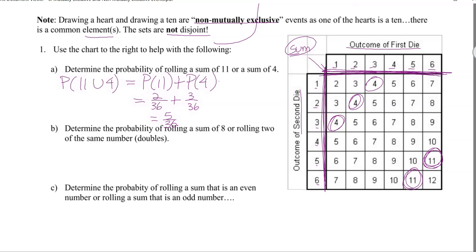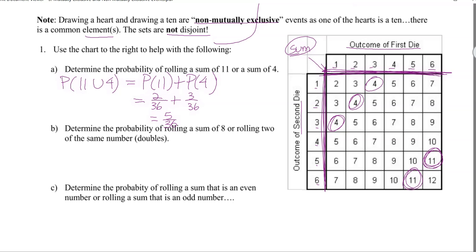Now, what if we tried to do this and said the probability of 11 and 4? Well, there are no outcomes which are 11 and 4. So if you chose the formula for non-mutually exclusive, that is, both events can happen, you would find out that the probability of getting an 11 and a 4 is 0. So they are mutually exclusive. You can get an 11 or you can get a 4, but you can't get both. So we don't need to do that.